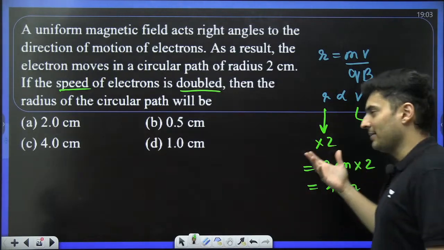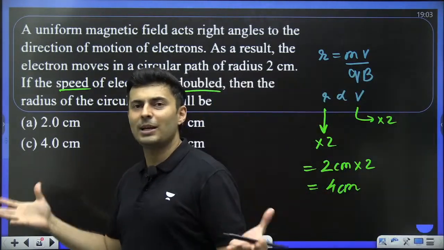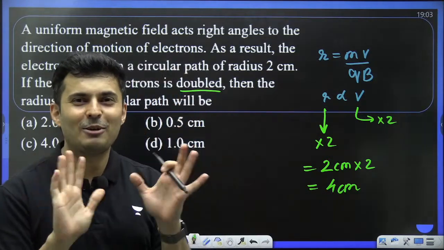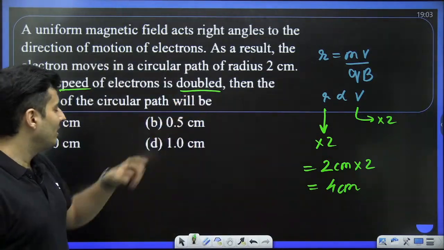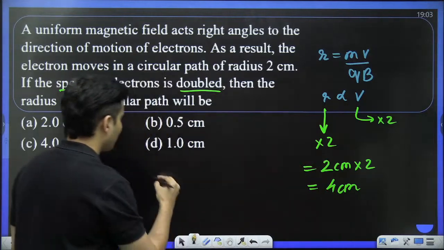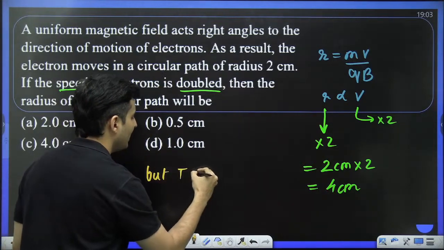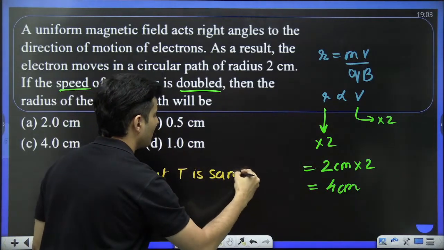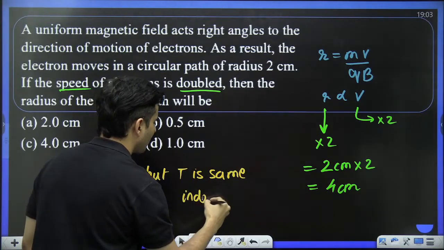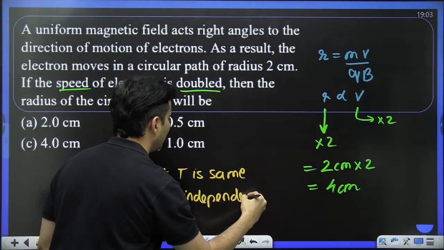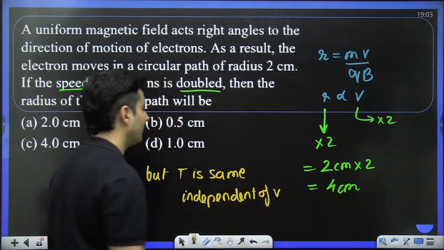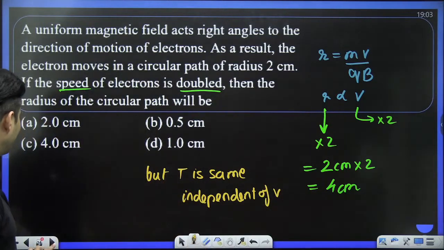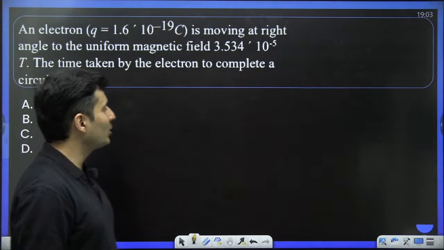So it will become 2 times. It's simply put directly proportional to the speed. Time period will not change just because you have doubled the speed, if that was asked. Time period is going to be the same because it is independent. It is basically independent of the speed, right? That's the idea behind it. Moving on to the next question on your screen.